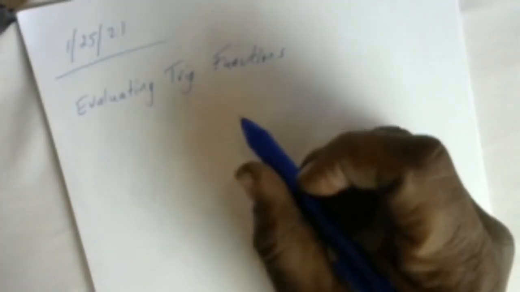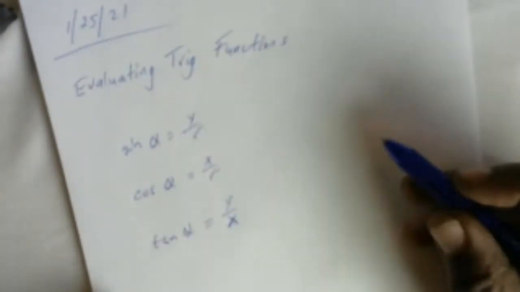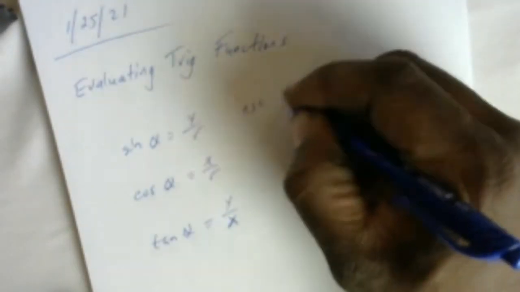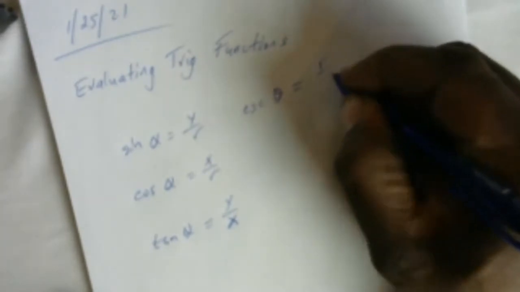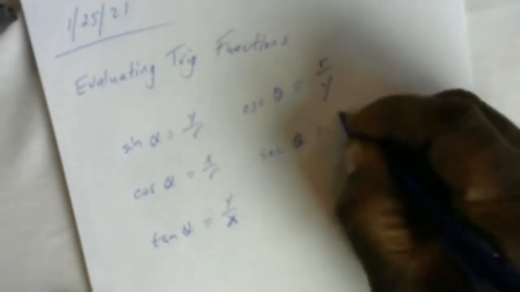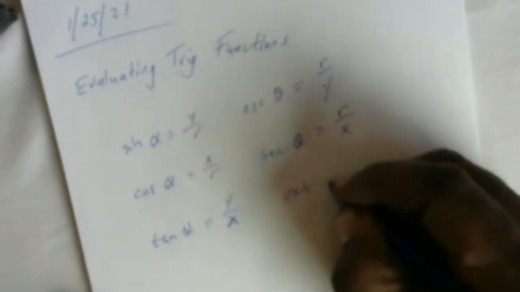Sorry about all the repetition, but repetition is a mother skill in this class. So the sine of some angle is y over r, the cosine of some angle is x over r. Remember, the tangent is y over x. And then we have our reciprocals. The cosecant of some angle is r over y. The secant is r over x, and the cotangent is x over y.